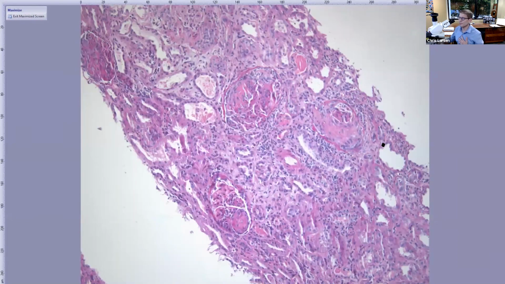Okay, here's a good view to illustrate what I'd like to show. I'm at a medium power. You can see here tubular epithelium. These are glomeruli, so we're in the cortex. The tubules are spaced apart. That's not normal. Tubules should be back to back to back. There's lots of edema here in the interstitium, as well as inflammation. But where we're really going to focus is here on the glomerulus.